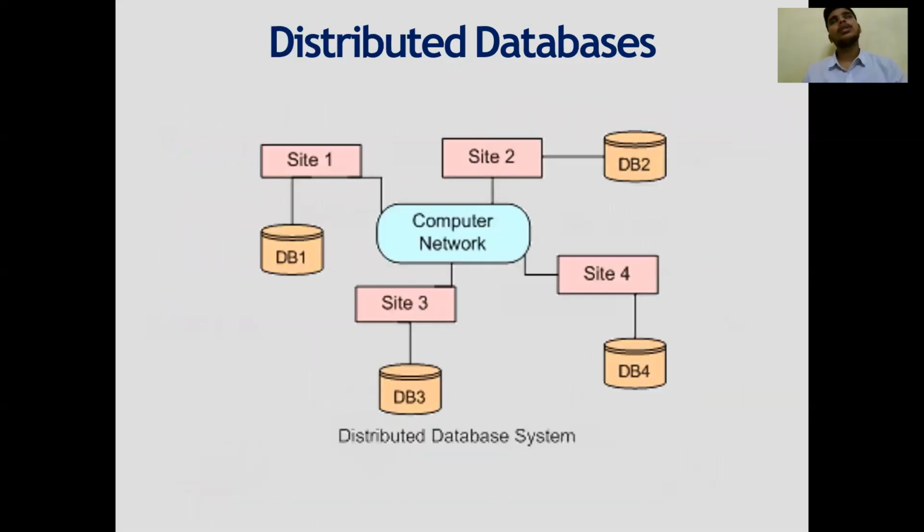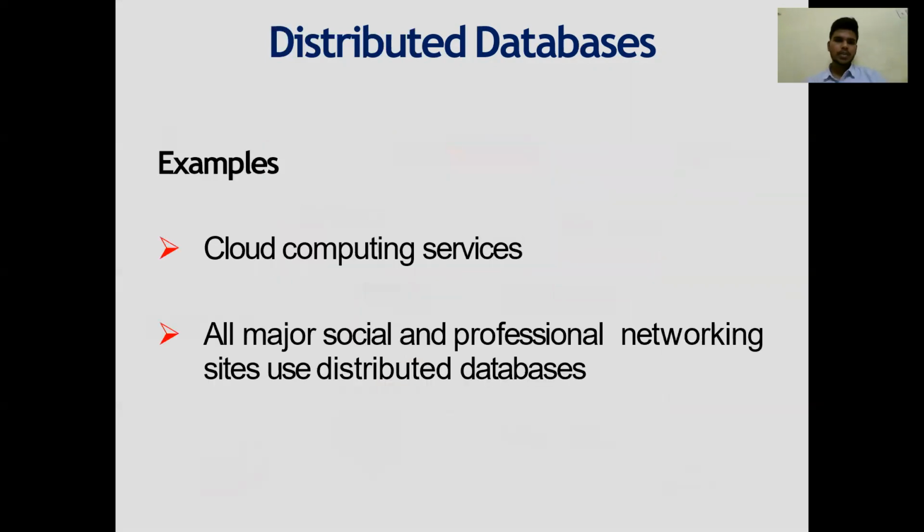In this video, as you can see on the screen, there is a distributed database diagram. Here site 1, site 2, site 3, and site 4 are getting a request from the computer network. As each receives the request, site 1 goes to database 1, site 2 goes to database 2, site 3 goes to database 3, and site 4 goes to database 4. So in this distributed database, the query is distributed across different sites. This is called a distributed database. Examples of distributed databases are cloud computing services. All major social and professional networking sites, like Facebook, use distributed databases.